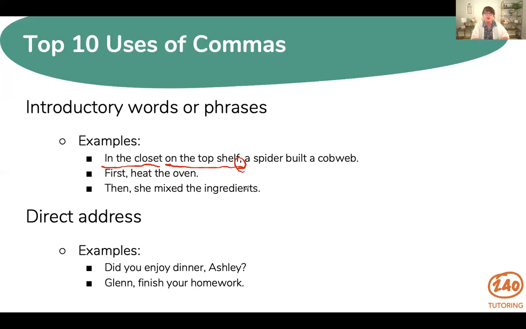We also use commas with a direct address. So we want to set off a person's name or title. So we're directly addressing that person's name or a title. Then we use a comma. Did you enjoy dinner, Ashley? So we put a comma to set off that name. Now we have the name at the beginning. Glenn, finish your homework.